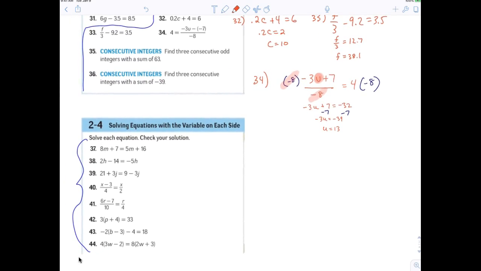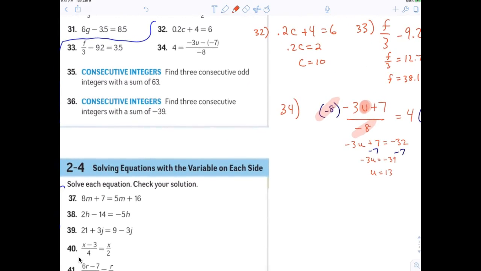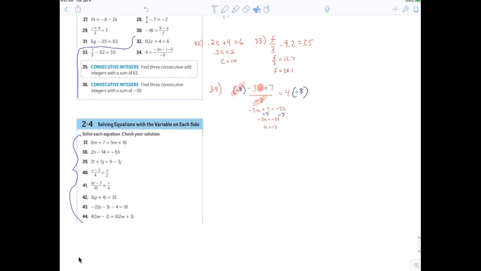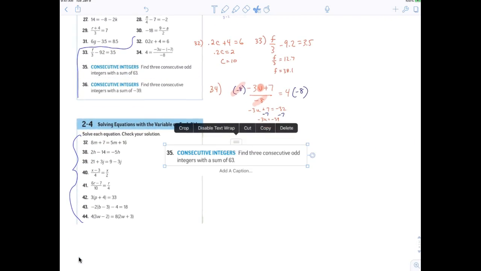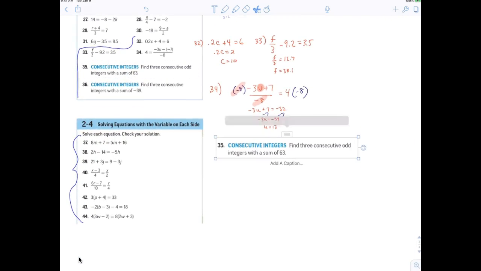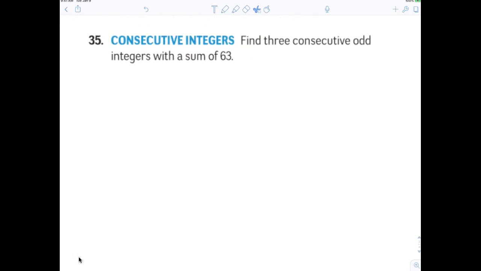Let's take a look at 35. All right. Now, this one, I really want to concentrate on. Because I want somebody to tell me what 3 consecutive odd integers are. Just tell me 3 consecutive odd integers. 19, 21. That's exactly correct. 19, 21, and 23. The question is, how do I solve that?